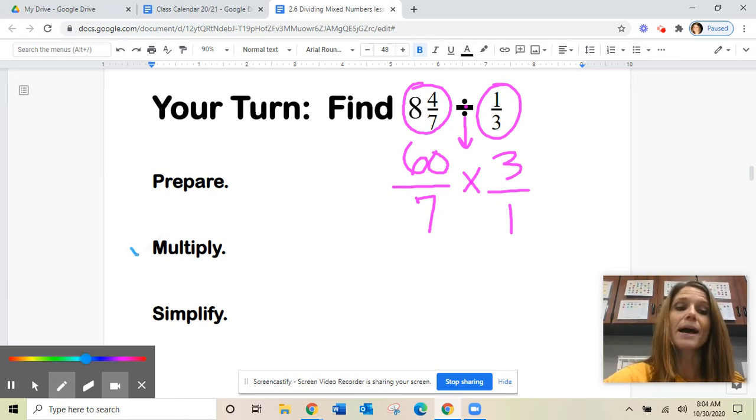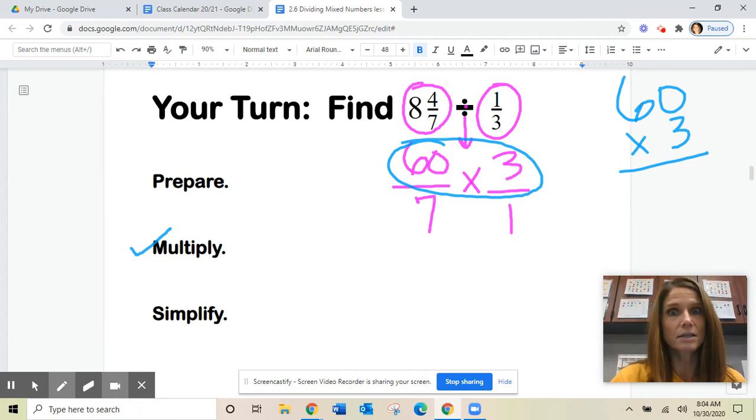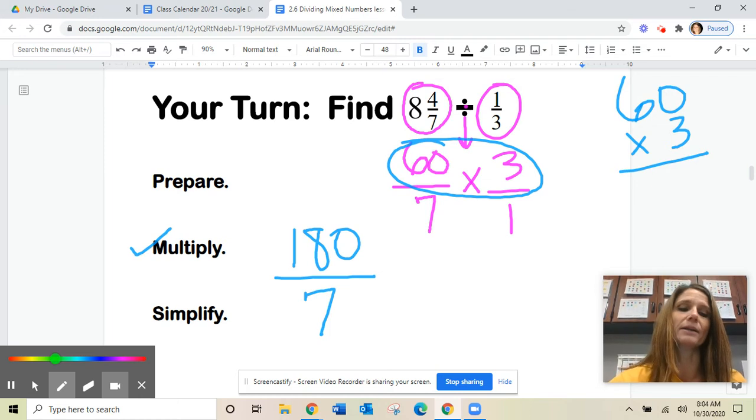Now I'm ready to multiply, and when I multiply, I'm just multiplying my numerators together. If you ever need to work a problem out like this, go for it. Some of our math is not done mentally. We end up with a 180 as our numerator, and a 7 times 1 is a 7 as our denominator. Check to see that you multiplied correctly.